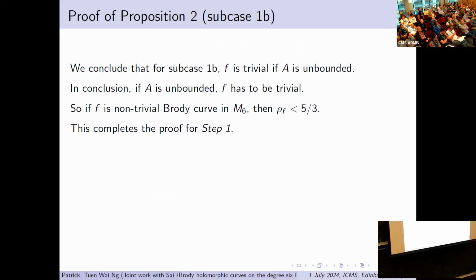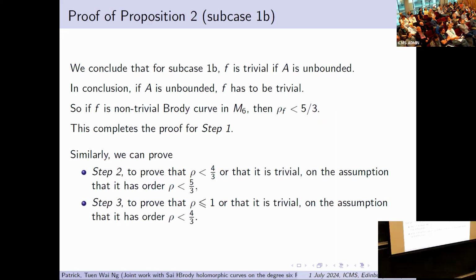So the conclusion would be the following. If A is unbounded, then F has to be trivial. In other words, if F is a non-trivial Brody curve, then A is bounded, and therefore the order would be strictly less than 5/3. So this completes the first step, and then the second step would be basically the same, again using Evan-Mankel's result. So eventually you will come to this point where you have the order of growth less than or equal to 1.